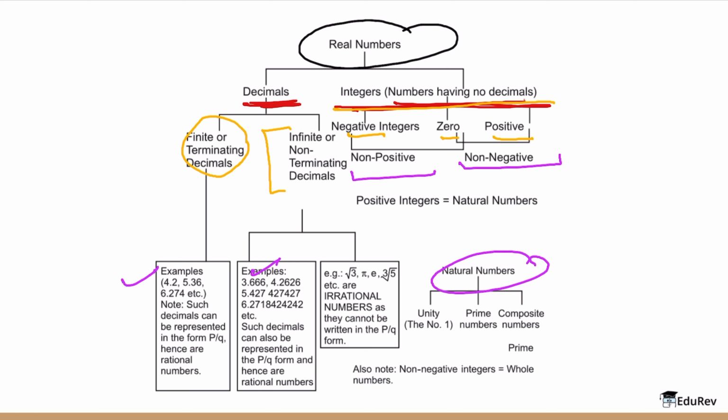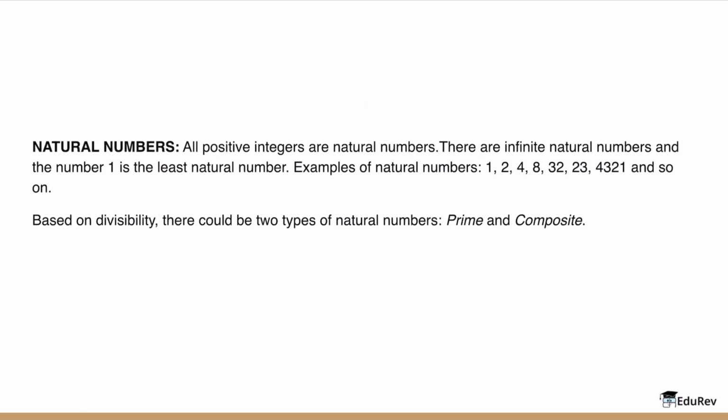Then natural numbers are subdivided into three categories, that is your unity, your prime numbers and your composite numbers. Right, so all this is what we are going to study and what we are going to learn step by step, building on the number systems. So let's start. The first thing is, what are natural numbers?